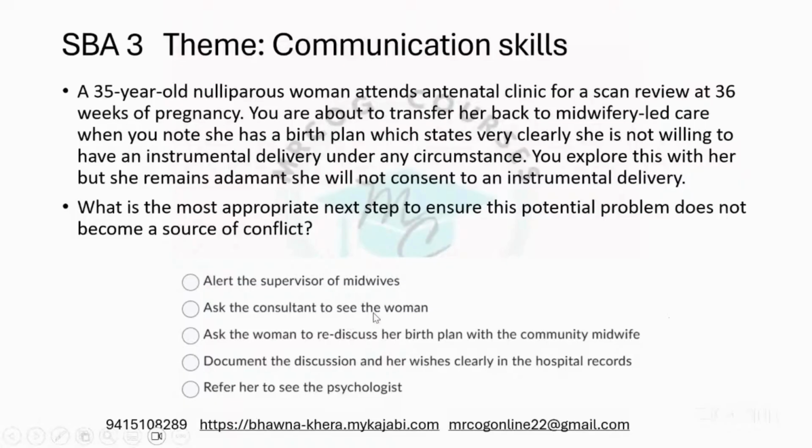D is a good option, right? We do that. Whenever the patient is not willing for something, we definitely do that. We try to discuss, and document the complete discussion and her wishes clearly in the hospital records. That's absolutely fine. But the problem is, what? Is this going to settle your responsibility? Or if any conflict arises, this will be the one point. So we need to be prepared.